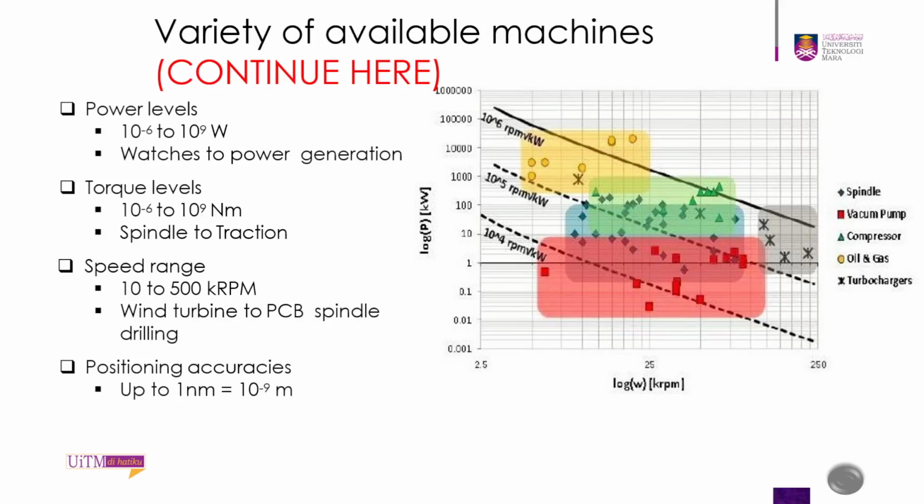But if you compare to PCB spindle drilling, the PCB drilling is done by very high speed machines. And of course, you can go up very, very high, thousands of RPM. And finally, positioning accuracies. The accuracy can go down to the nanometer, isn't it?